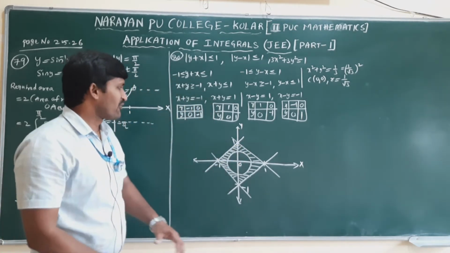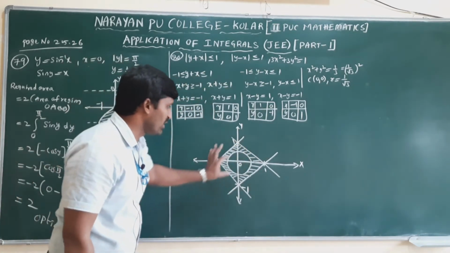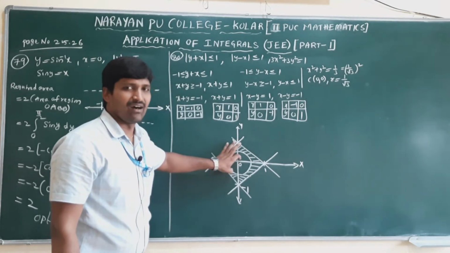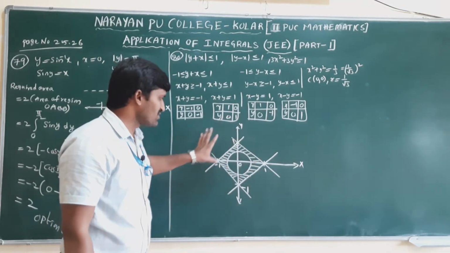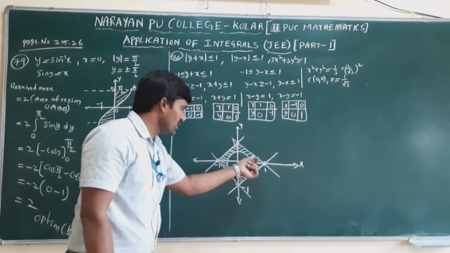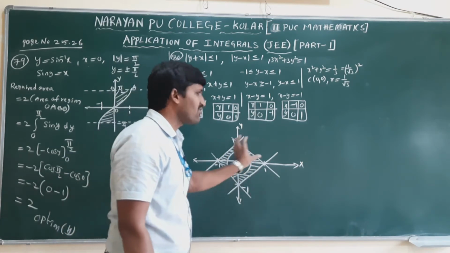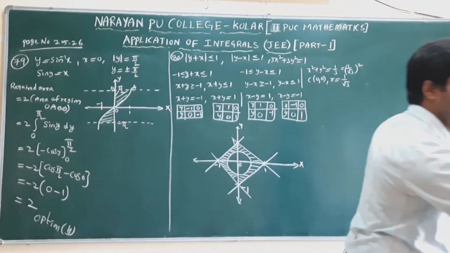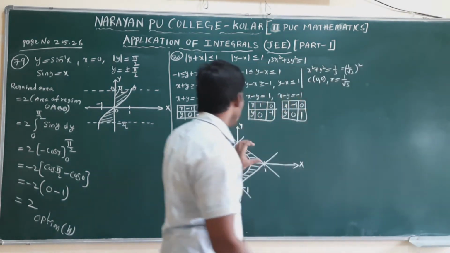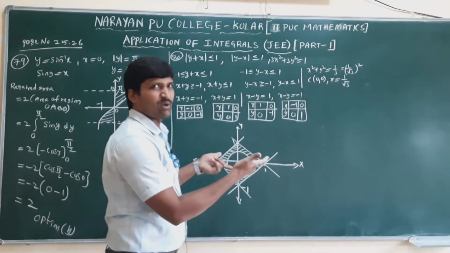How to find? From the complete area of the square, if you remove the circle area from the area of the square, if you subtract the area of the circle, you will get the required shaded region. That's why it's very simple logic. How to find the area of a square? Side square only is the formula.